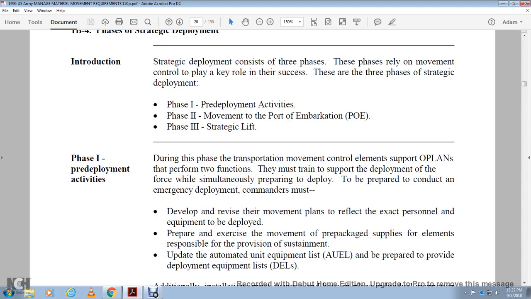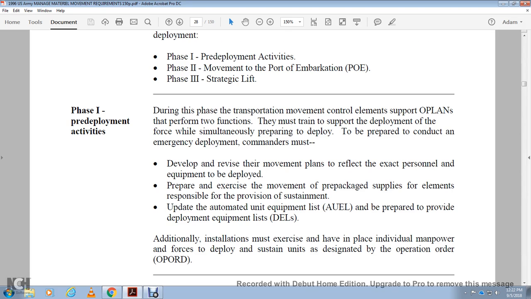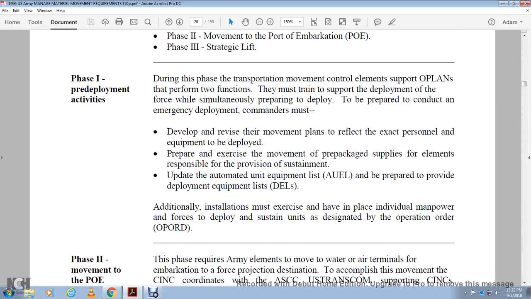The commander must develop and revise the movement plan to reflect the exact personnel and equipment to be deployed, to prepare the unit for the movement of the package supply with the elements responsible for provision and sustainment, and update the automated unit equipment list to prepare to provide the deployment equipment list. Additional installation may exercise the alert of the individual and forces deployed with the sustainment of the designated operation order.